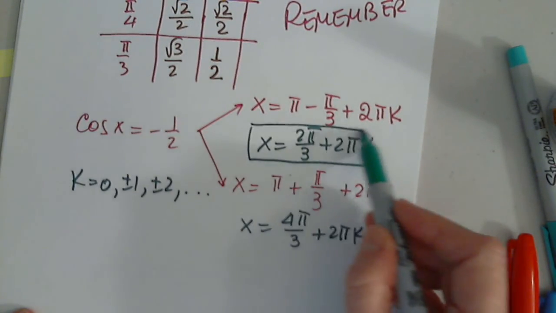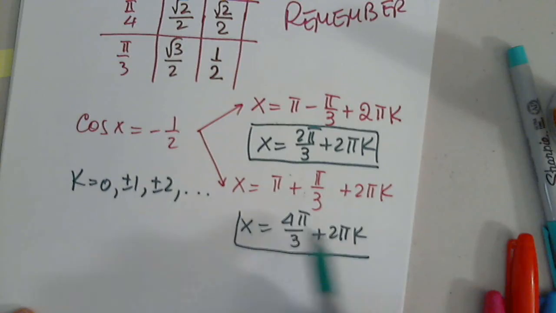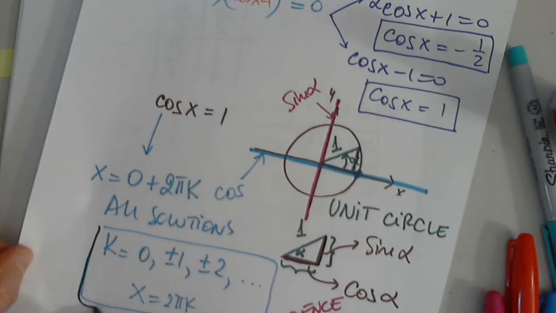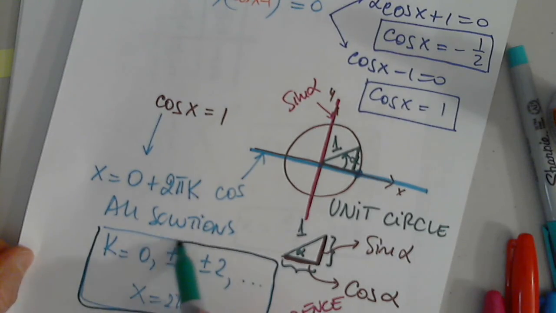So this equation has 1, 2, 3 different solutions, infinitely each.